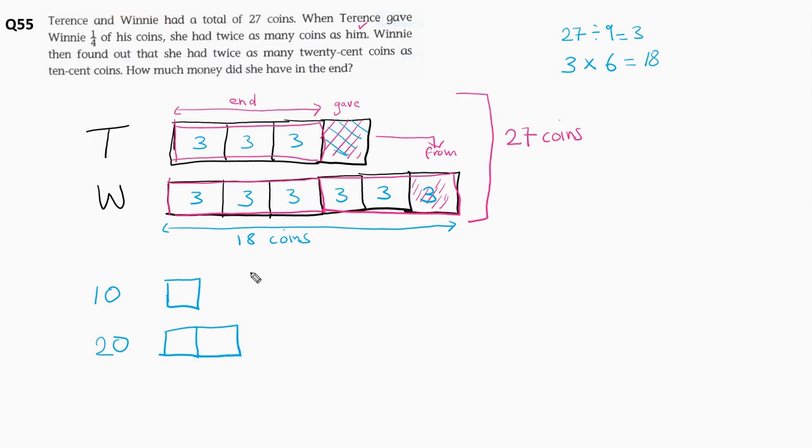How many coins does she have? Well, we've worked out that she has 18 coins, and we can see that there are 3 equal parts. So if we divide 18 by 3, we get 6. We now have a value for each of these. So there are 6 10-cent coins and 6 plus 6, or 2 times 6, so that's 12 20-cent coins.